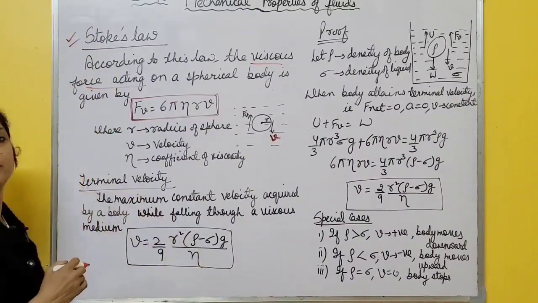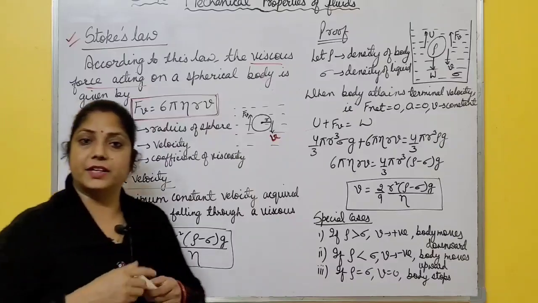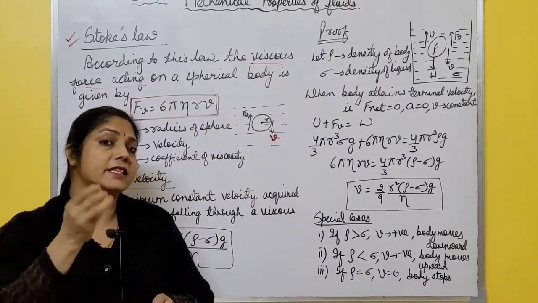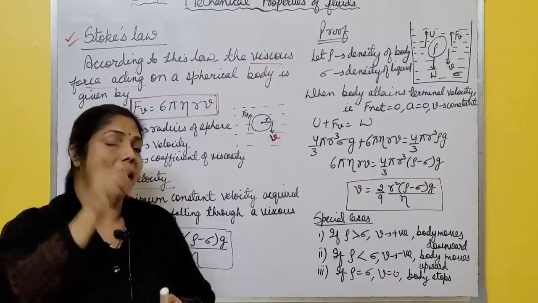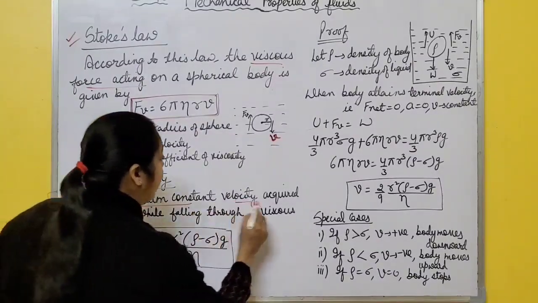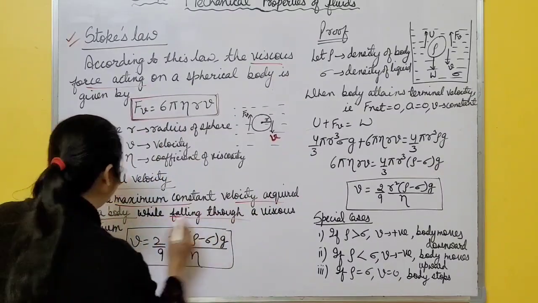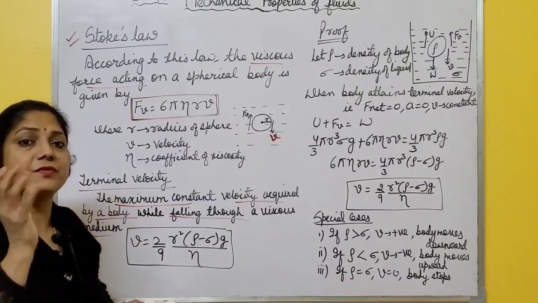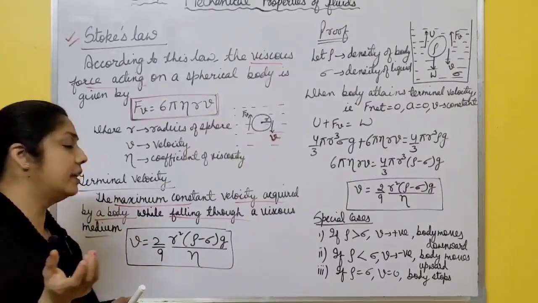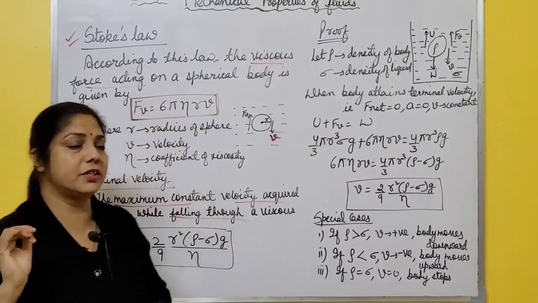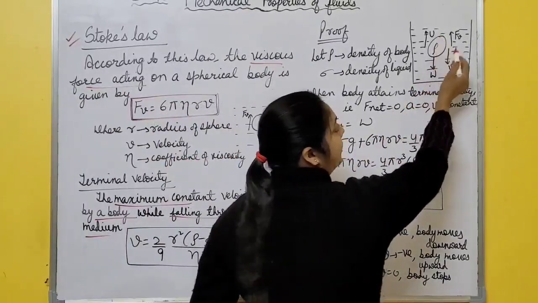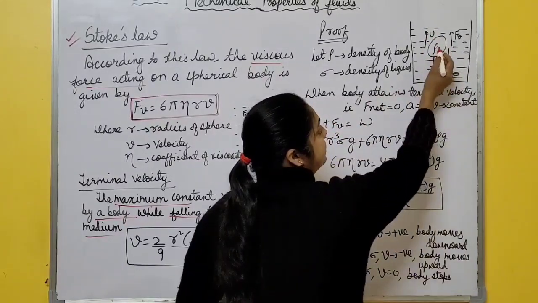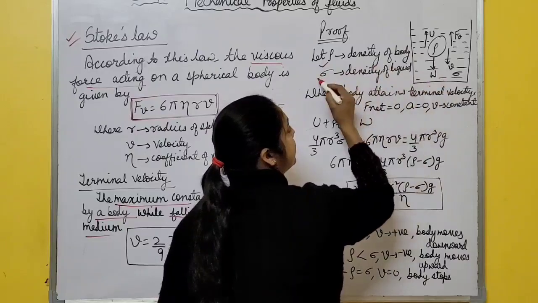Now next is terminal velocity. What is this? When any spherical body moves through a viscous medium, its speed increases and it attains a maximum constant velocity. That maximum constant velocity acquired by a moving body while falling through a viscous medium is called terminal velocity. There are some conditions when it acquires maximum constant velocity: when the net force acting on that body is 0. Suppose this is a spherical body moving through this viscous liquid, right? The density of this spherical body is rho and the density of this liquid is sigma.